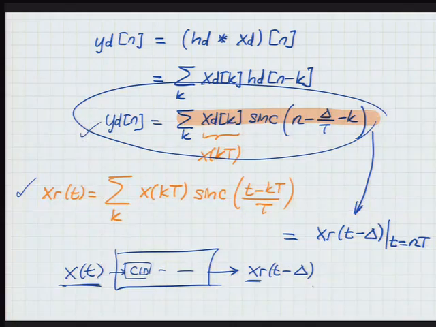Yes. So the sincs are essentially a basis. I mean, that's one way to think about it. The shifted sincs are a basis for band-limited signals. Okay. That's basically it.